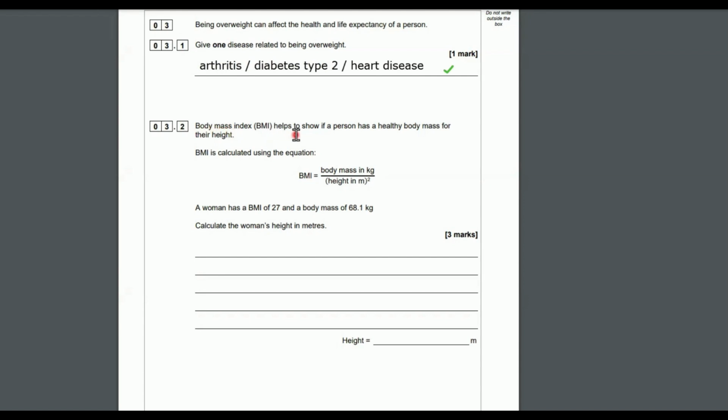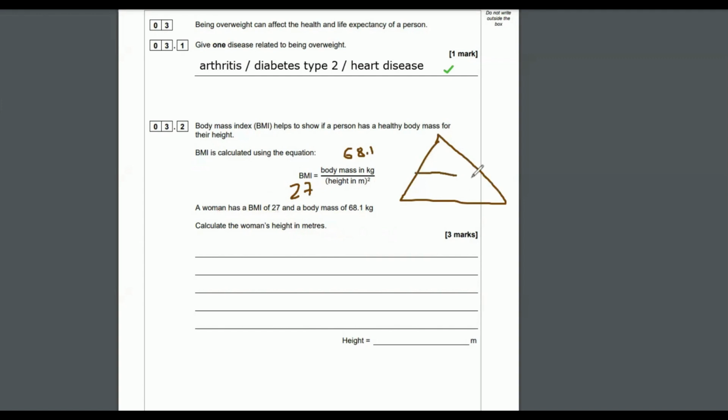3.2, body mass index helps to show if a person has a healthy body mass for their height. BMI is calculated using the equation BMI equals body mass in kilograms over the height in meters squared. Notice the little square sign. A woman has a BMI of 27 and a body mass of 68.1. Calculate the woman's height in meters. So we know that the BMI is 27 and we know the body mass is 68.1. What I like to do is use the magic triangle.